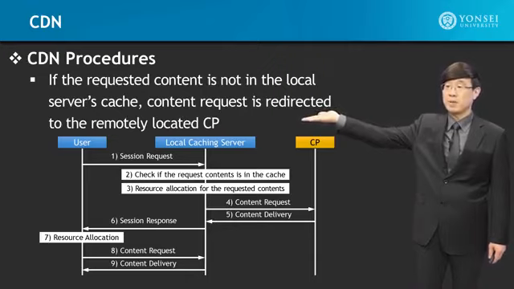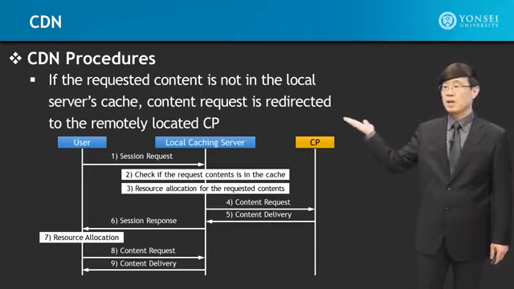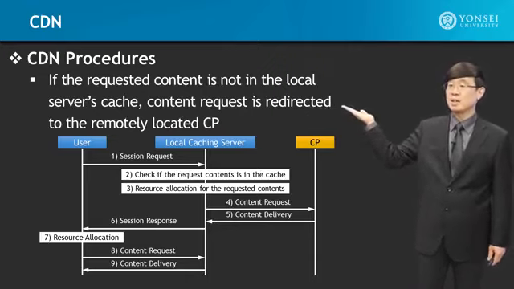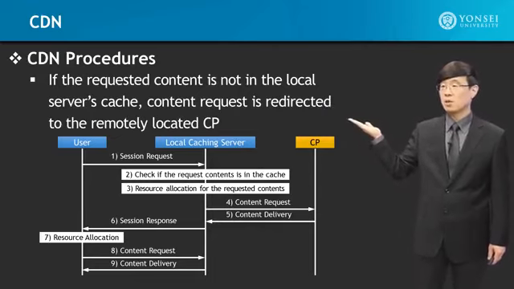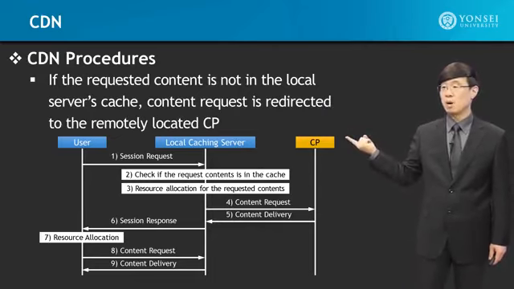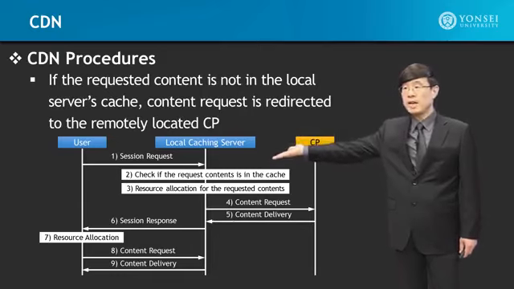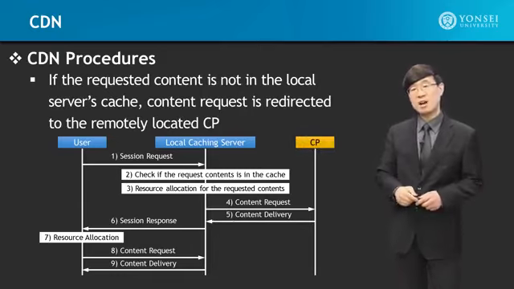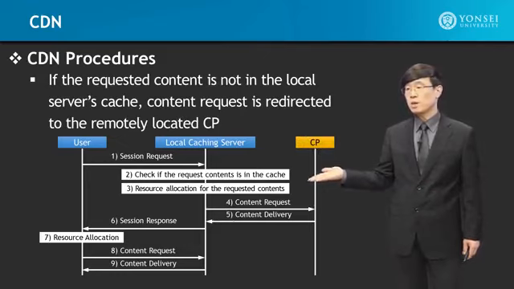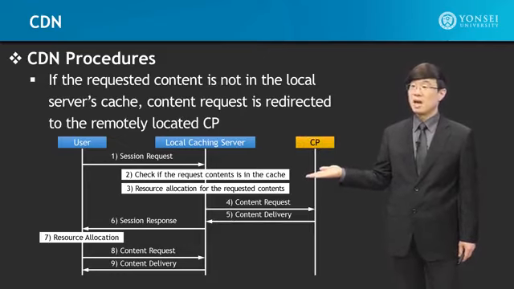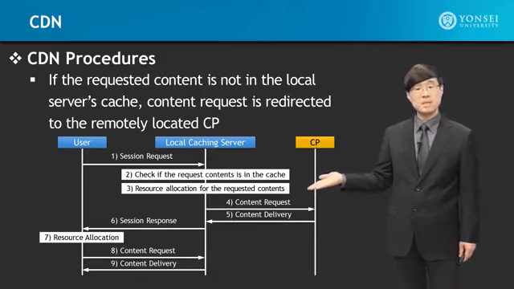Then what will happen in a time flow diagram? If the requested content is not in the local cache server, the content request is redirected to the remotely located CP. And the procedures are like this. Number one, the overall session is requested. Here, the local caching server will check if it has the content. Then resource allocation for the requested content is made because it does not have it. This resource allocation is to prepare its download from the CP.